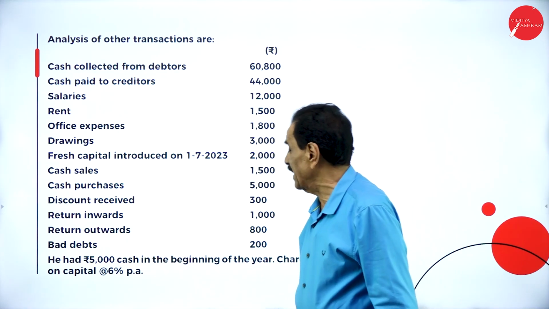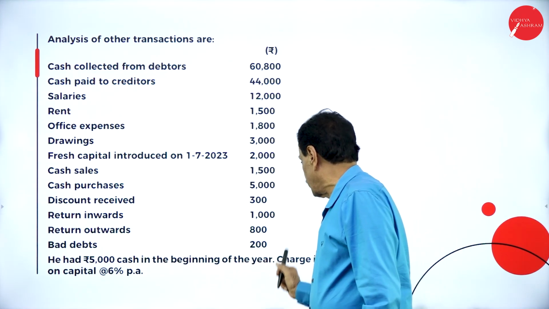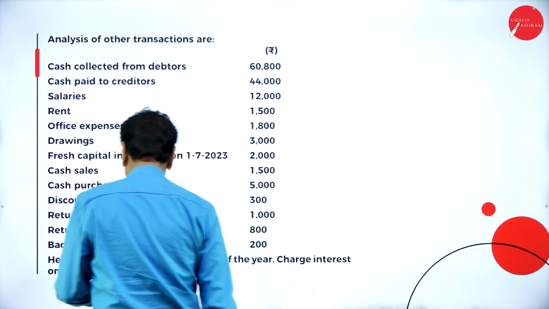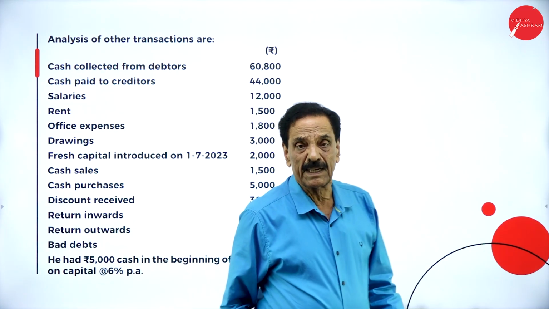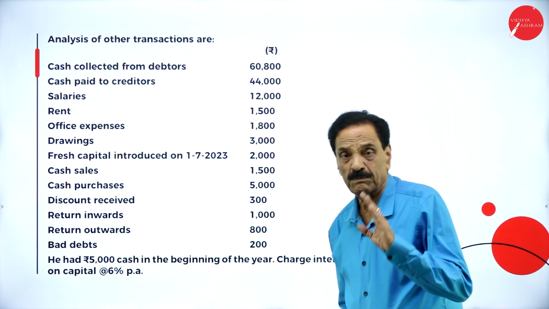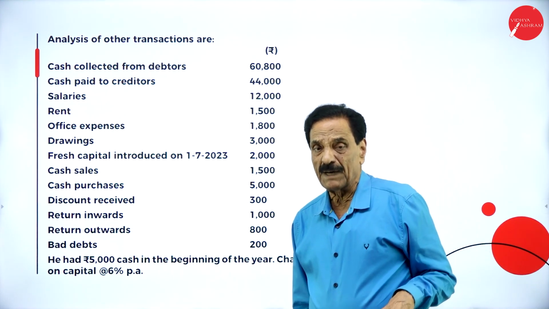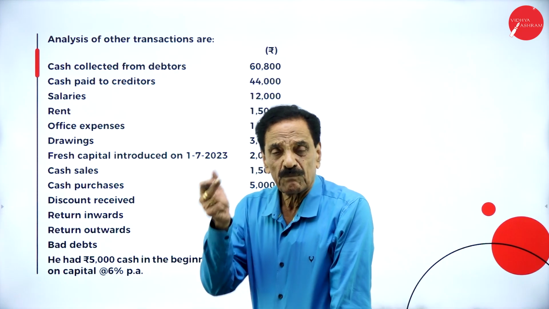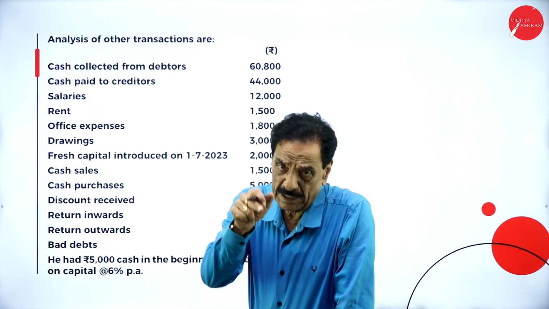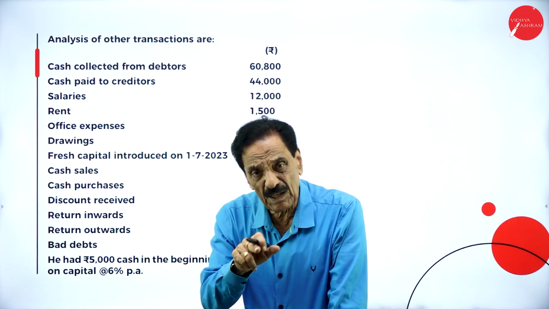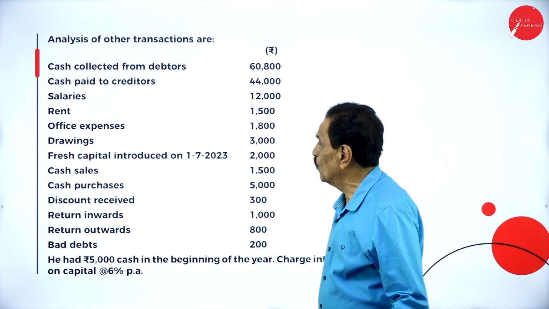He had rupees 5,000 cash in hand at the beginning of the year. Charge interest on capital at 6%. So this will come in the cash book. Interest on capital, profit and loss account debit side. While you're doing the balance sheet for capital, opening capital plus additional capital plus interest on capital should be added. So we'll move on now.